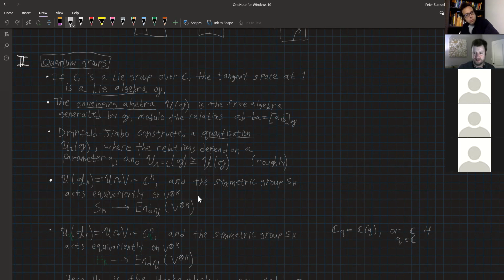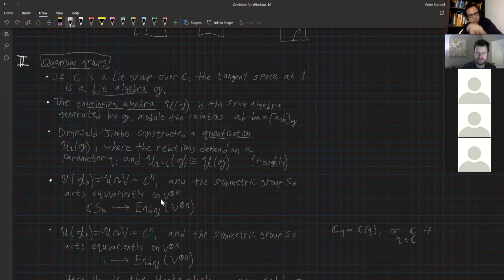If you take tensor powers of this representation, which I'll just call V, the defining representation, then the symmetric group acts on V^{⊗k}. This action commutes with the action of the enveloping algebra. So the symmetric group, maybe I should say the group algebra, maps to the ring of endomorphisms of V^{⊗k}.